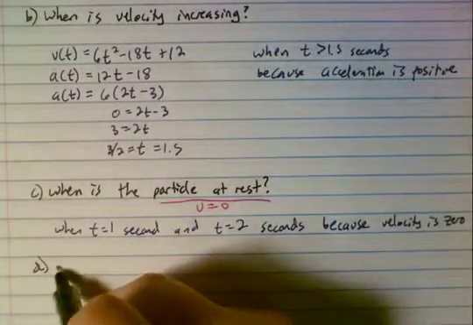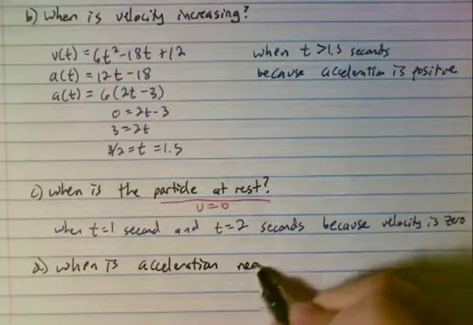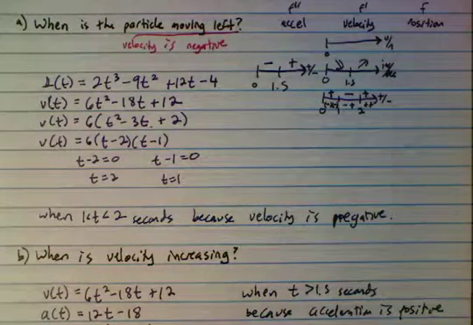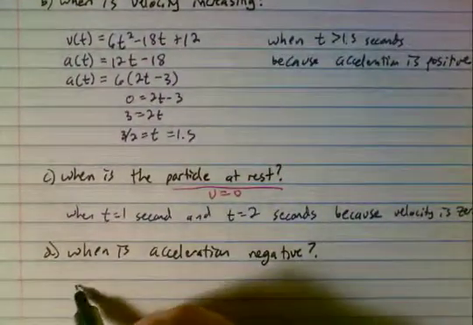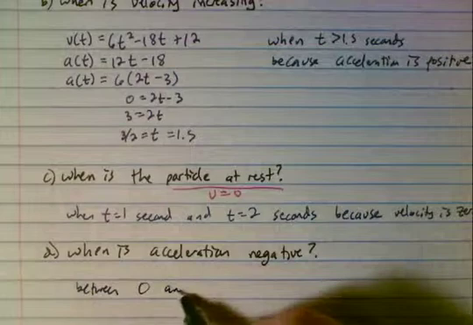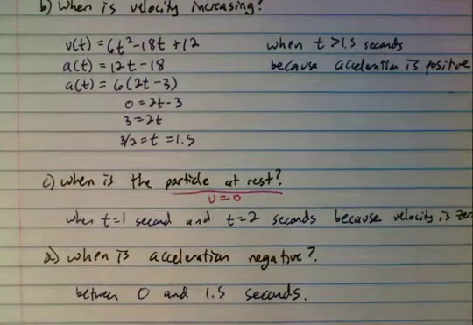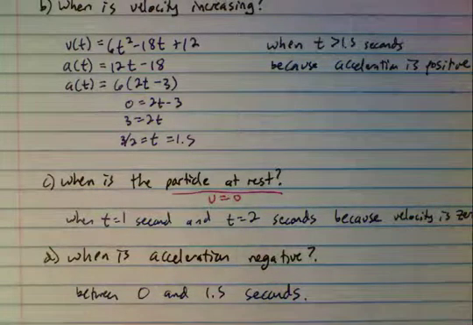How about when is acceleration negative? Do we already have that? Yes, we do. We just had to go to the acceleration positive negative line and read it right off there. Acceleration is negative between 0 and 1.5 seconds. Since we got that directly off, we just calculated and wrote that plus minus line, there's no additional justification needed for it. Sometimes we have one that is particularly interesting.